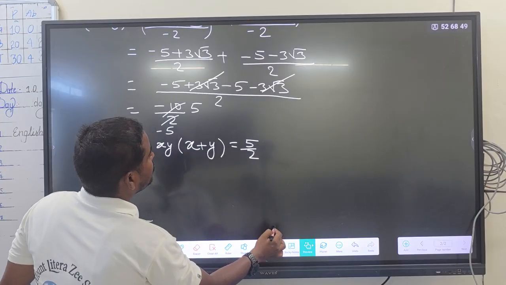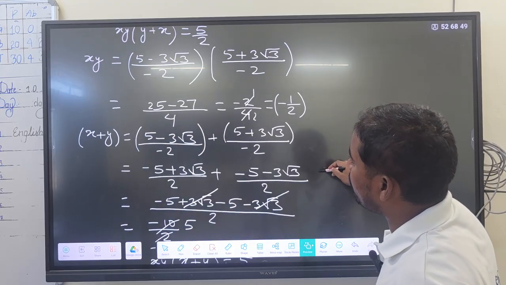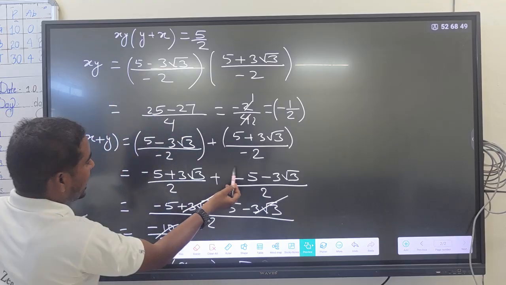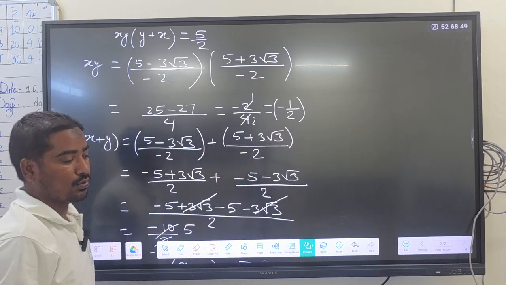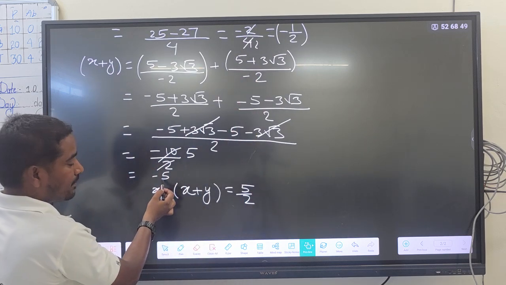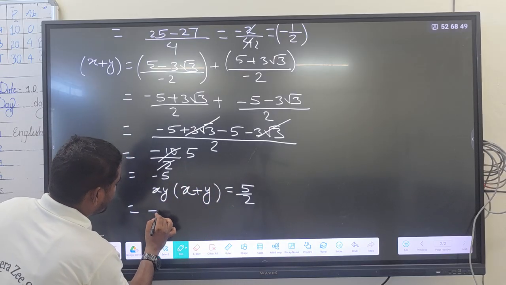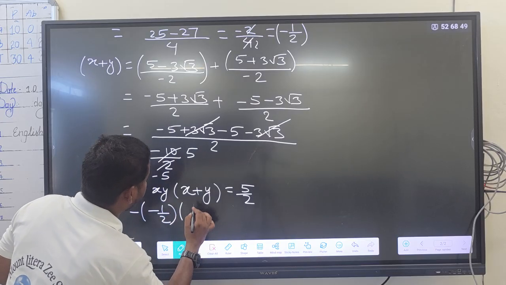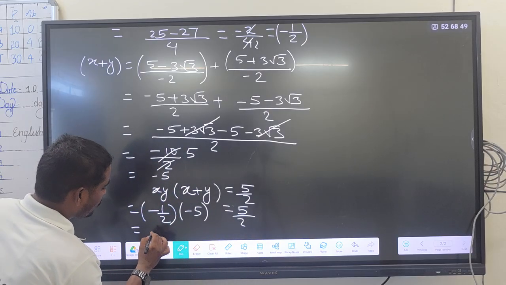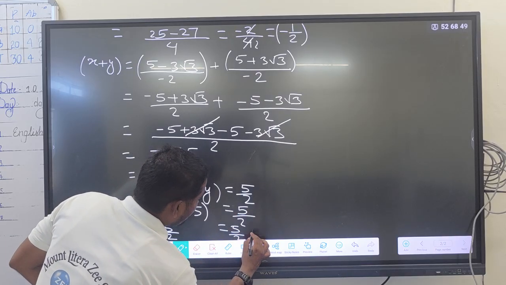How much have we found? Minus 1 upon 2. For your reference I will show, otherwise you will get confused about where the value of xy was calculated. See, I have calculated the value of xy as minus 1 upon 2, and the value of x plus y as minus 5. So I am going to put the values here. Minus 1 upon 2 into minus 5 is equal to 5 upon 2. Now minus into minus gives plus, students, and 5 into 1 gives 5 upon 2 is equal to 5 upon 2, and hence it is proved.